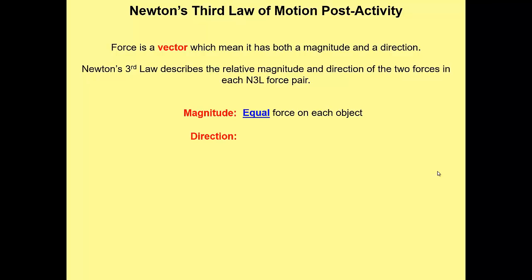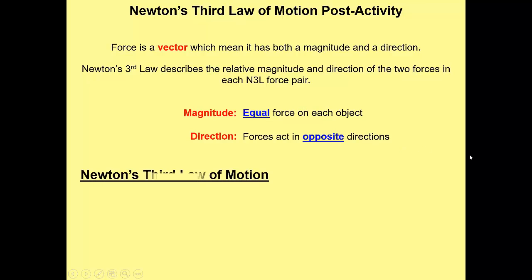Direction? Well, the table pushes up on the book, the book pushes down on the table. Those are opposite directions. So what we've seen here is that these forces of interaction always occur in pairs which are equal in size and opposite in direction to one another. This is Newton's third law of motion.